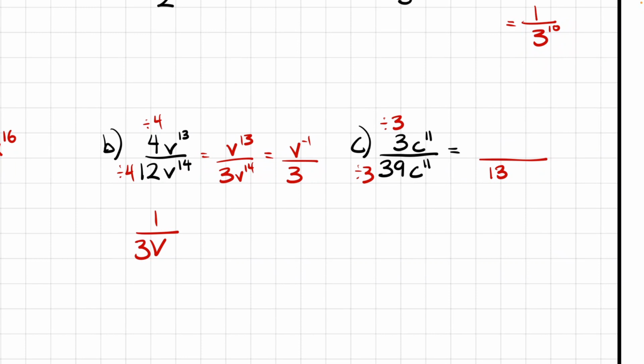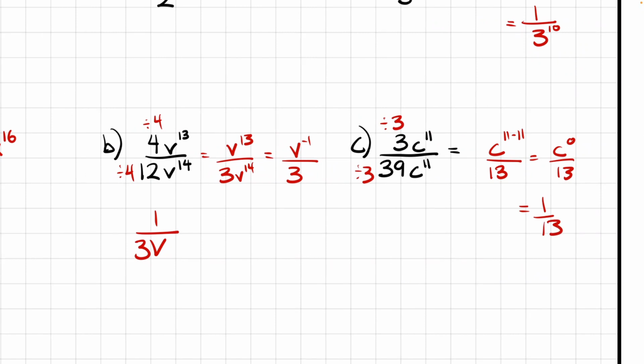C, you just C on the top? Yeah. Close. When I have 11, the division here means I subtract. So I really have 11 minus 11, which is what? Here, let me move things over a little bit. Here's a fraction there. So it's c to the power of 0 over 13, which is anything to the power of 0 is 1. So this is equal to 1 over 13.